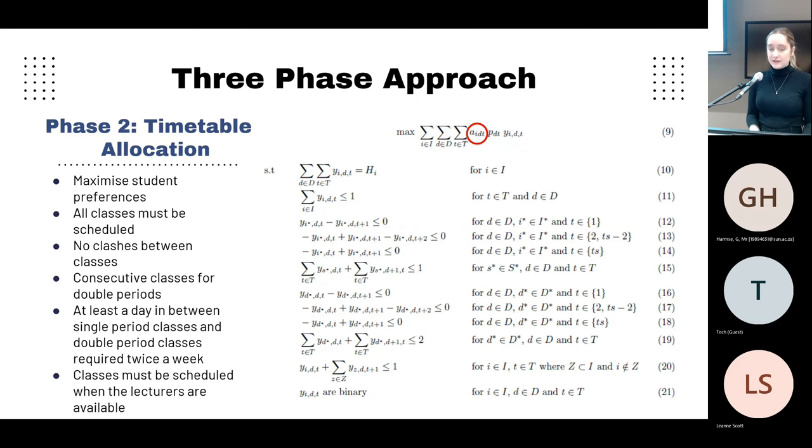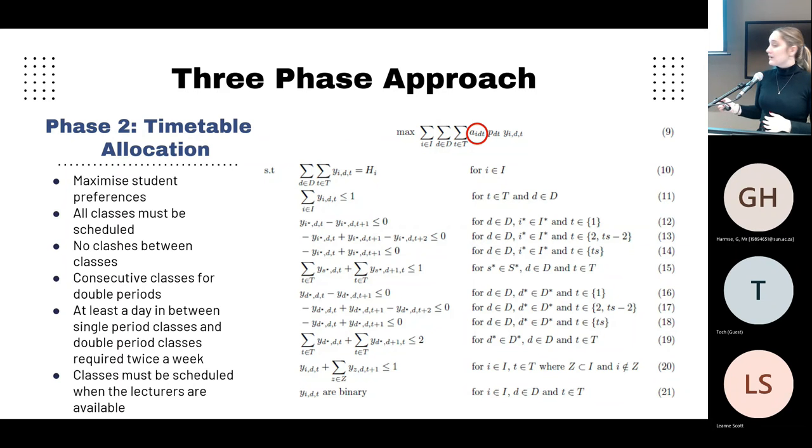we had to make sure that the different class structures would be accommodated on the timetable. Some of the different class structures are one double period, or two single periods, or even two double periods. For the double periods, we had to make sure that the classes were consecutive because you don't want to split them up.